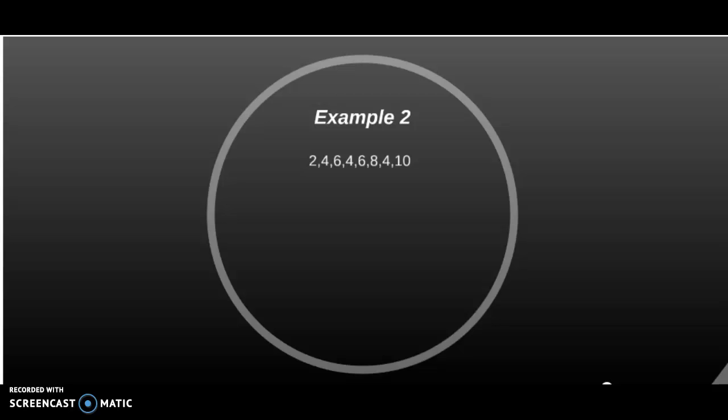We have 1 10. So what number occurs most often? I have 1 2, I have 3 4s, 2 6s, 1 8, and 1 10. So what number occurs most often? If you said 4, you're right. 4 does occur the most often.